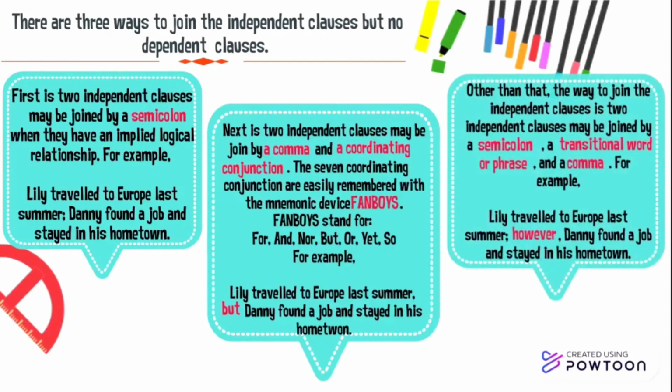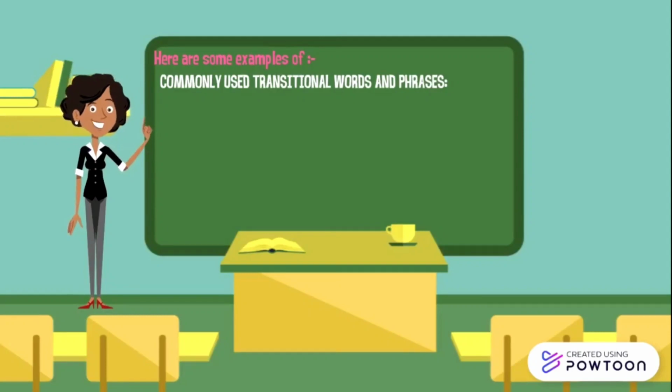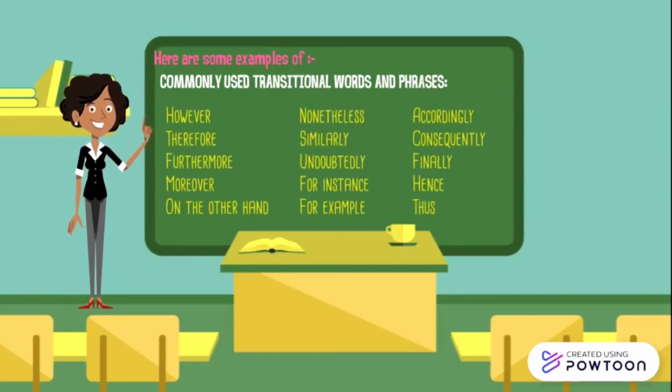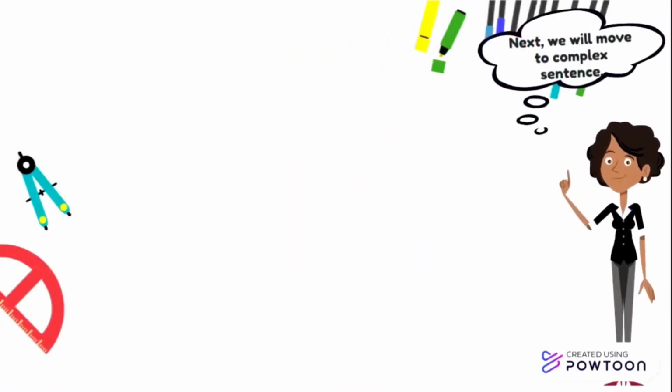Other than that, the third way to join the independent clauses is, two independent clauses may be joined by a semicolon, a transitional word or phrase, and a comma. For example, Lily traveled to Europe last summer. However, Danny found a job and stayed in his hometown. Here are some examples of commonly used transitional words and phrases. Next, we will move to complex sentence.